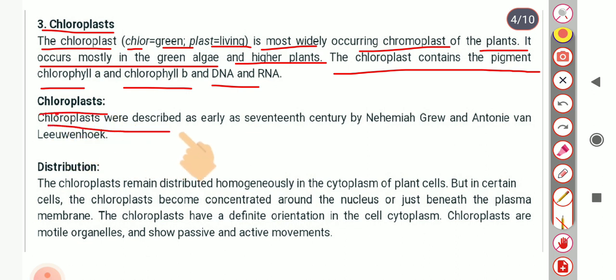Chloroplasts were discovered early in the 17th century by Nehemiah Grew and Antonie van Leeuwenhoek.